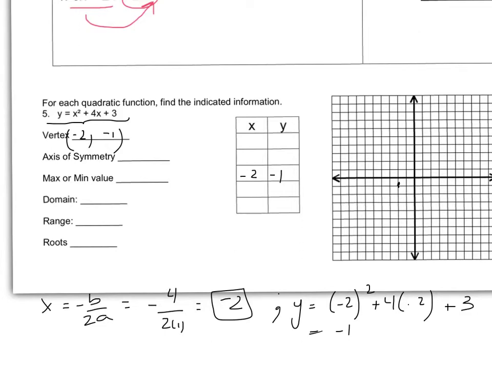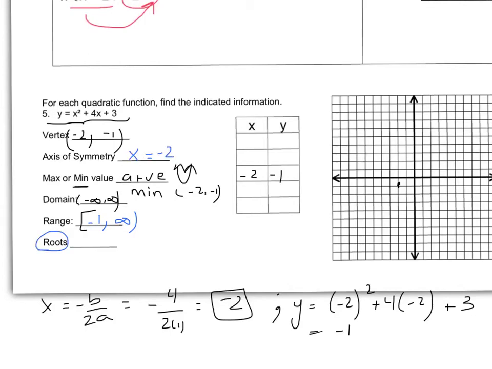It's a minimum since a is positive. As you can see, a over here is plus 1, so it's positive. It means it's going to be something like this. So it's going to be a minimum, and the minimum is the vertex, negative 2, negative 1. The domain is always going to be negative infinity to infinity, and the range is going to be from the minimum all the way up to infinity, so it's going to be negative 1 to plus infinity. The axis of symmetry is always going to be equal to the x of the vertex.